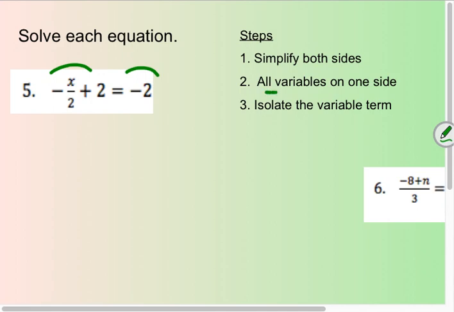All variables on one side. So that means if you have an x or a variable on both sides, you're going to subtract or add to get them all on one side. There is only one x term, and that's right there. It's negative x over 2. And it says isolate the variable term. That means we got to get x by itself.